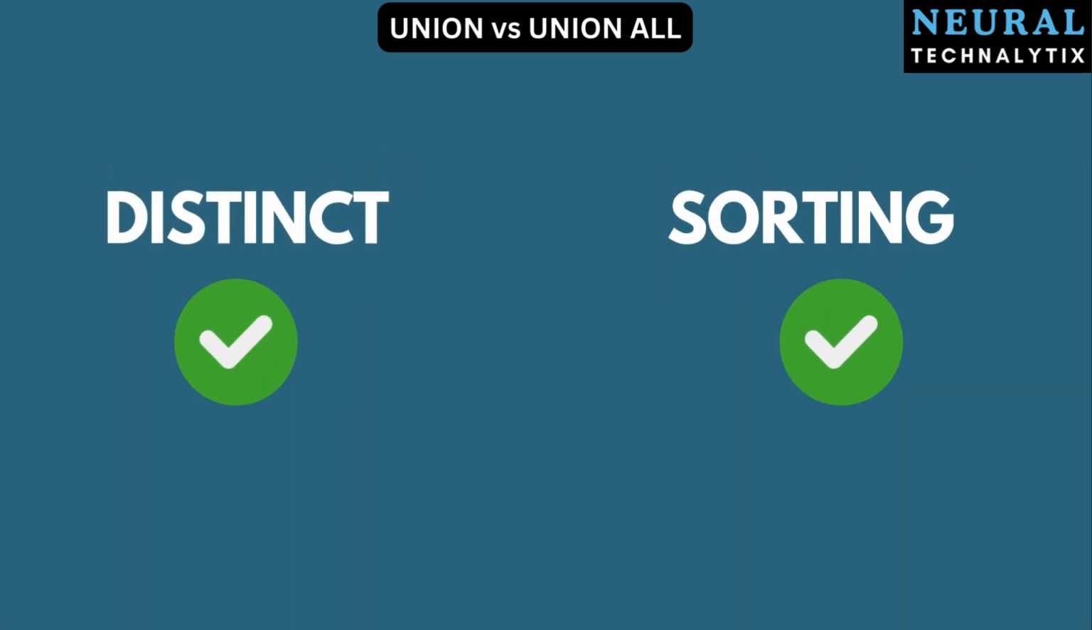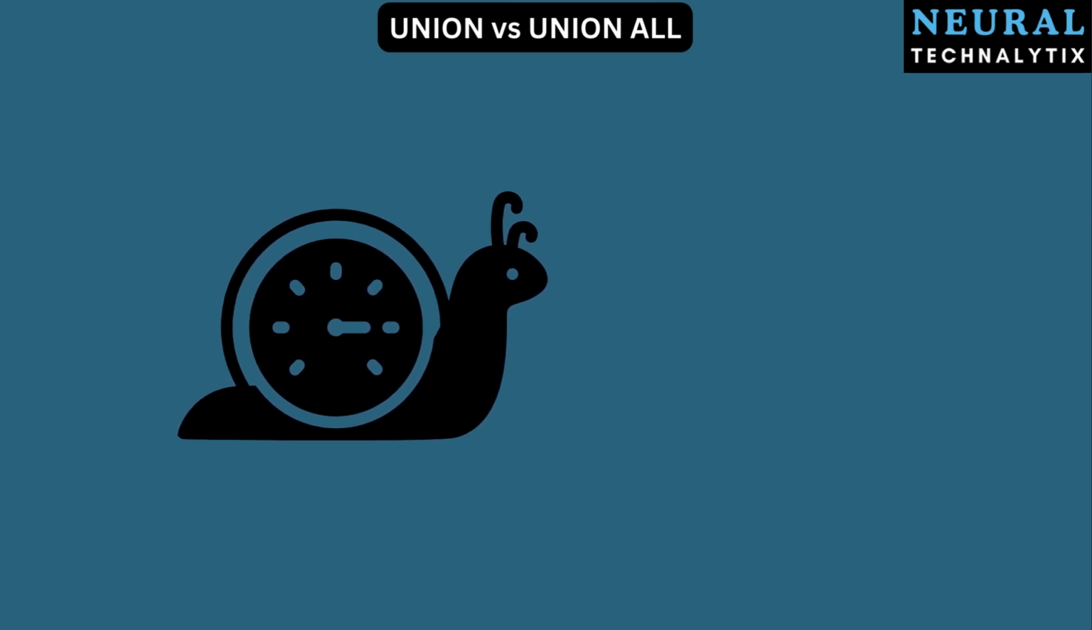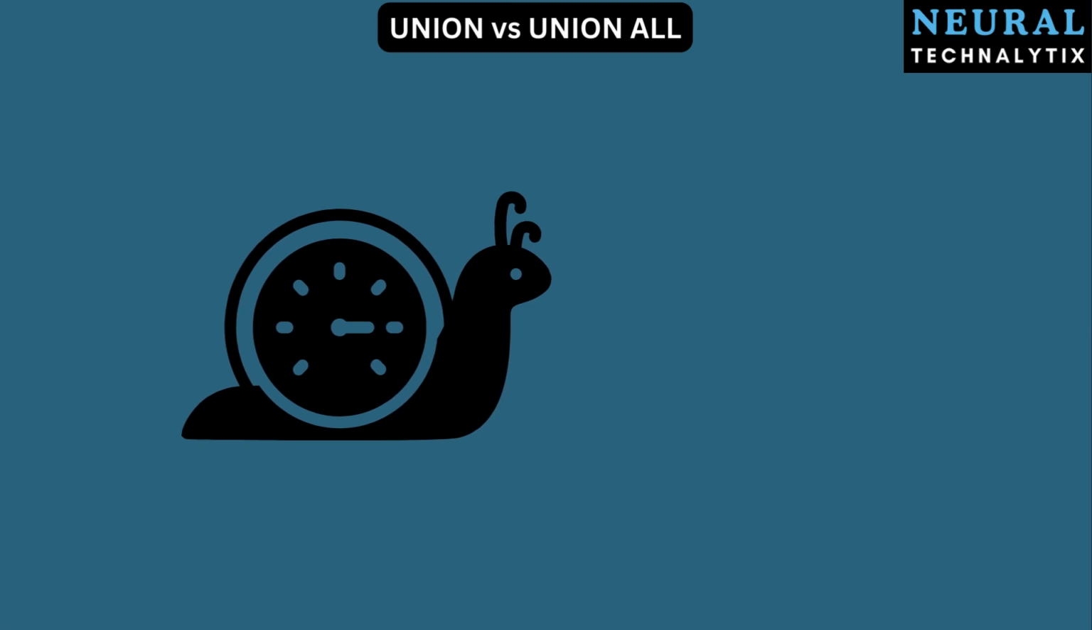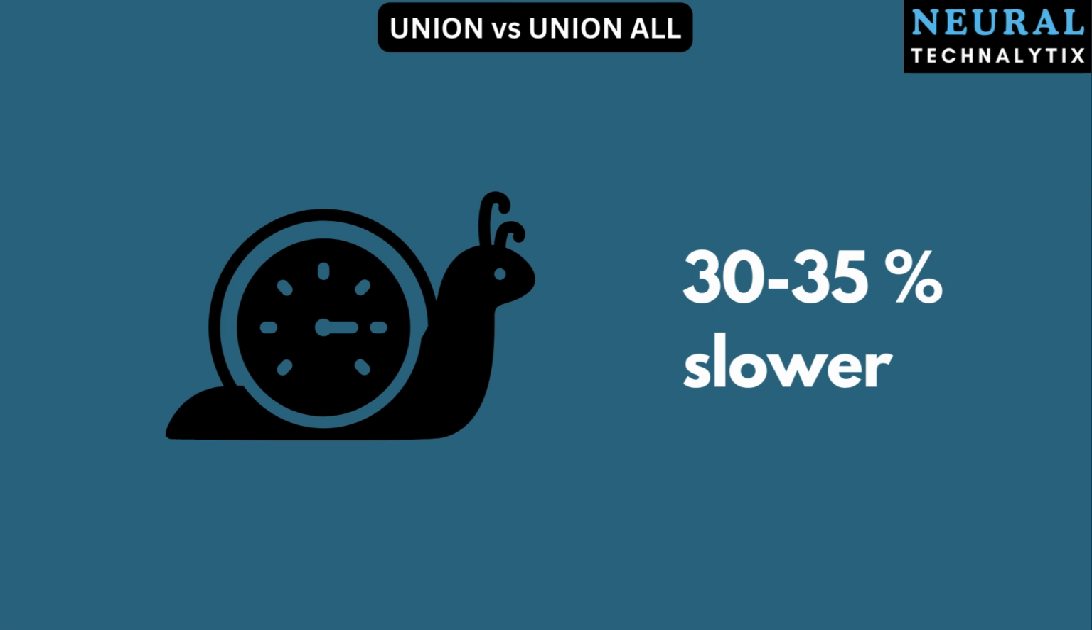A lot of people make this mistake. They only mention the distinct values, they do not mention the sorting. That's why union is slower, because it removes the duplicates and also does the sorting. That's why union is almost 30 to 35% slower than union all. So unless you have a requirement to remove duplicates, don't use union, because it will slow down the query.